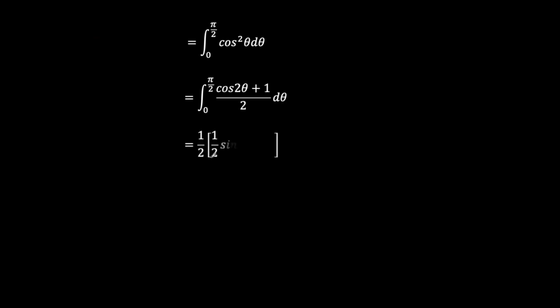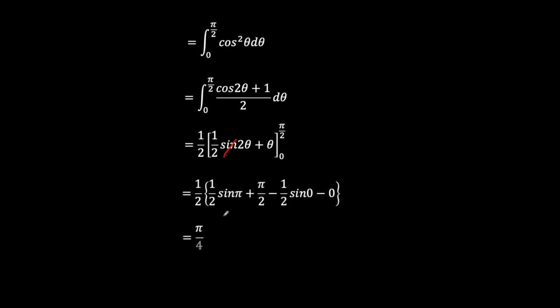And that means that we have half, pulling this 2 out, of, in brackets, half of sine 2 theta plus theta with the limits applied appropriately. As you can see, at the upper limit, 2 times pi over 2 is pi, so sine of pi is going to be 0. And also at the lower limit, sine of 0 is 0. So this entire part goes to 0. But with the theta, we have pi over 2 minus 0, which leaves us with pi over 2 times a half. And so our answer is pi over 4.